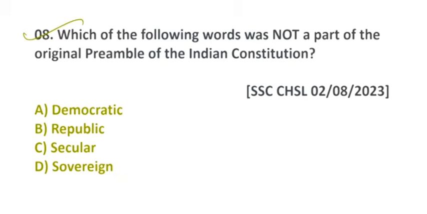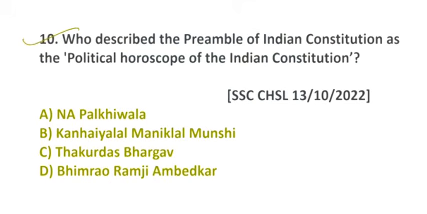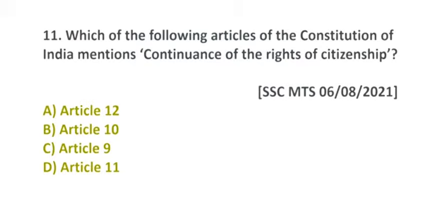Question number 8. Which of the following words was not a part of the original preamble of the Indian Constitution? Number C, secular. Question number 9. The Citizenship Act 1955 does not deal with. Option number C, election. Question number 10. Who described the preamble of the Indian Constitution as the political horoscope of the Indian Constitution? Option number B is the correct answer, Kanhaiyalal Maniklal Munshi.